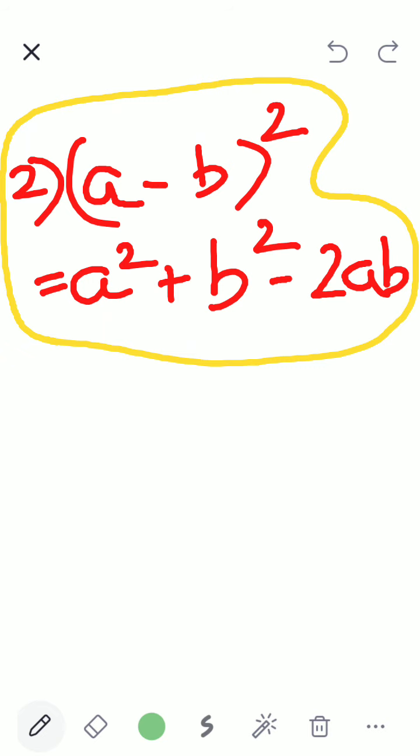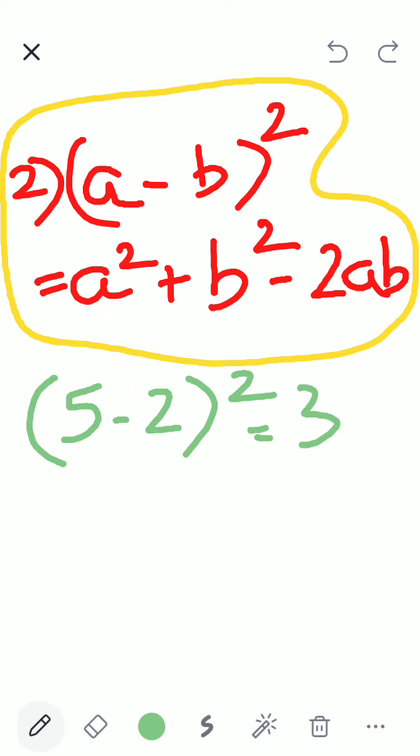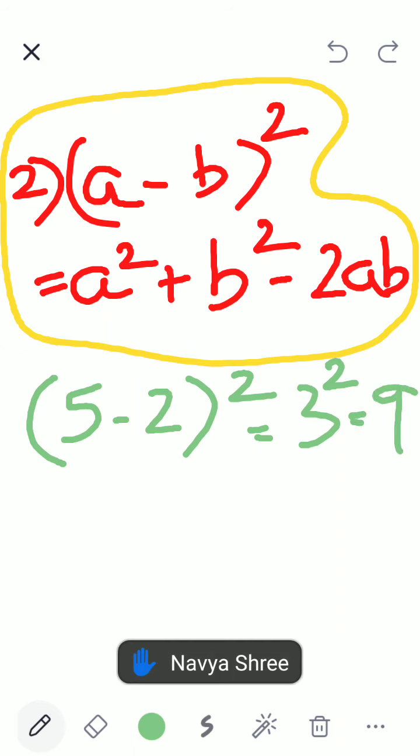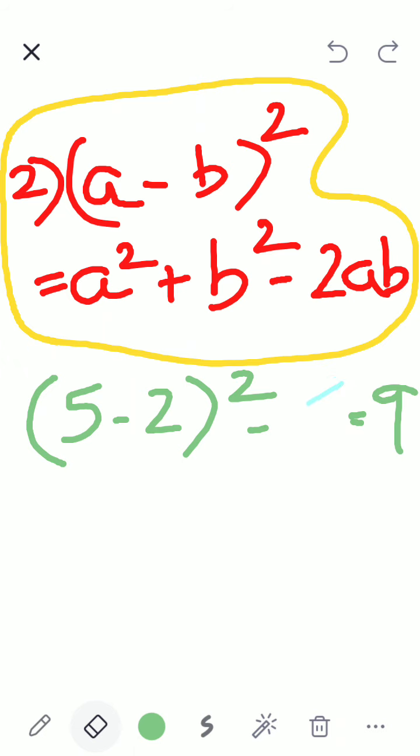Now tell me, children, if I have 5 minus 2 the whole square, what is the direct answer? 5 minus 2 is 3, 3 square. Correct? 5 minus 2 is 3, equal to 9. This is the direct answer. Let us see if the formula is correct. Let us try with easy numbers first, then we will take square roots. Now tell me, 5 minus 2 the whole square. What is A? B?